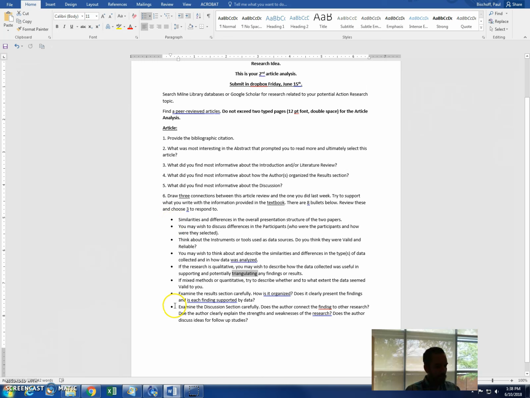So here are 8 bullet points, and I hope that you can choose 3 of these and think about them and respond to 3 of these. Try to substantiate what you're finding in the textbook. So look up the word triangulation. Fix this. I think instruments is in chapter 7. I think participants, or it might be, is chapter 3 or 4. So maybe try to substantiate what you're saying with your textbook there.